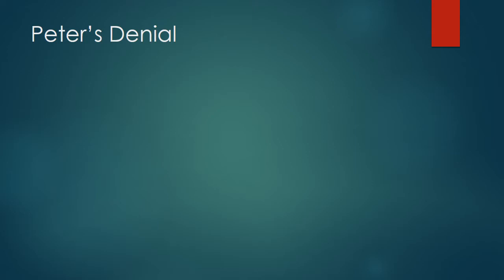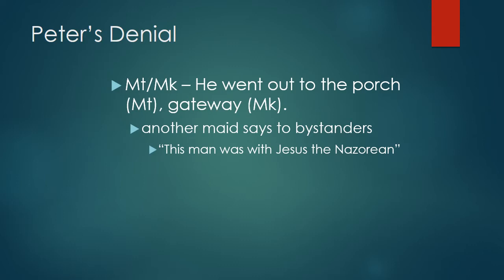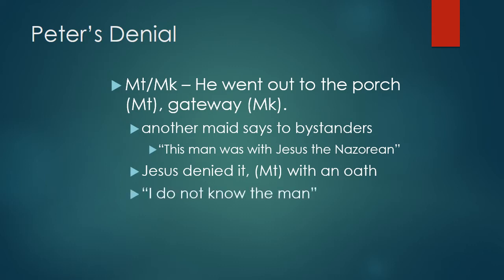Seemingly trying to get out of the spotlight, Peter now moves out to the porch, where presumably there are fewer people. Yet he immediately runs into another maidservant. She recognizes him and declares, "This man was with Jesus the Nazarene." Peter again denies, only this time he does it with an oath. "I do not know the man." Not only was he not associated with Jesus the Nazarene, he doesn't even have any knowledge of him whatsoever. So he says. As Hagner points out, Jesus, the Son of Man, has become for Peter, his prime disciple, merely the man.